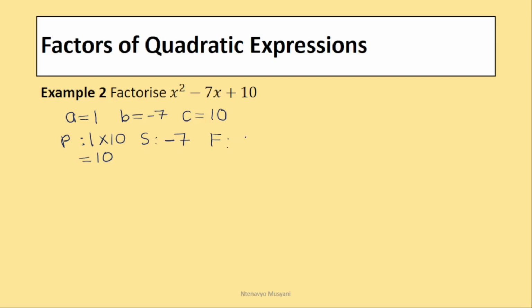The factors of 10 are 1 and 10, 2 and 5. When I multiply 1 and 10, it gives me 10. When I multiply 2 by 5, it gives me 10. But when I add these, 1 plus 10 is not going to give me anything close to a 7. So these are not my factors. My factors must be 2 and 5, because when I multiply these two, 2 multiplied by 5 gives me 10. 2 plus 5 will give me 7.